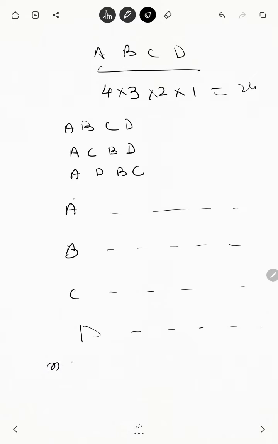So if we have n objects, then n into n minus 1, and so on, down to 3, 2, 1. And this is denoted as factorial n, meaning starting with n down to 1. For example, factorial 7 is 7 into 6, 5, 4, 3, 2, 1.